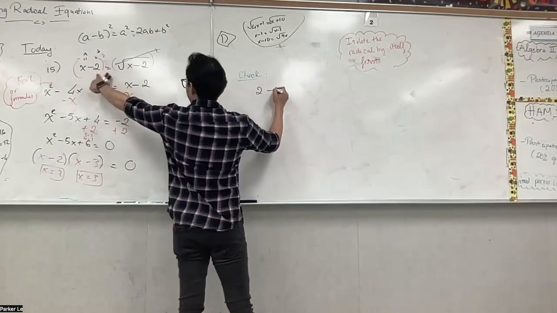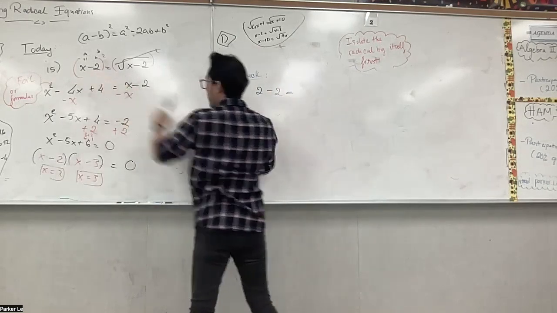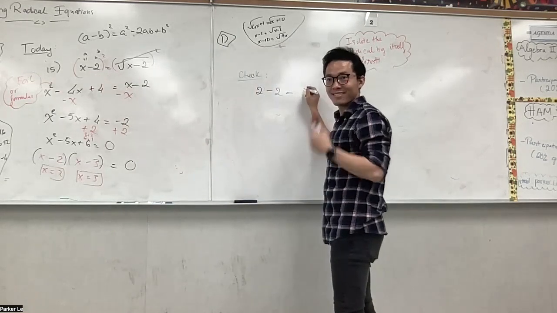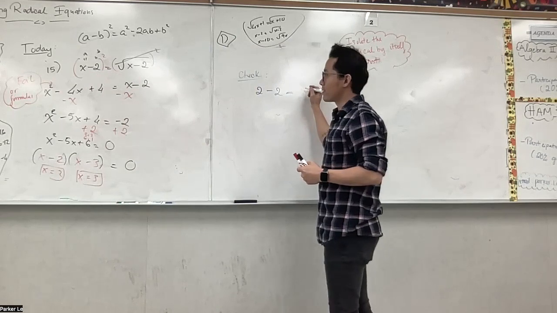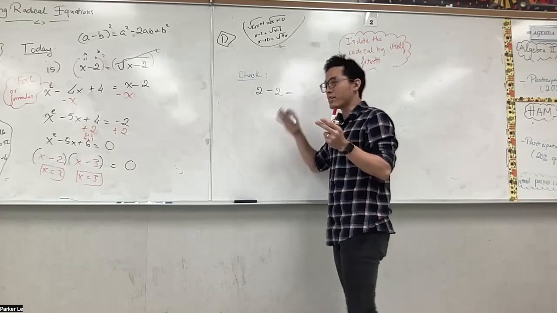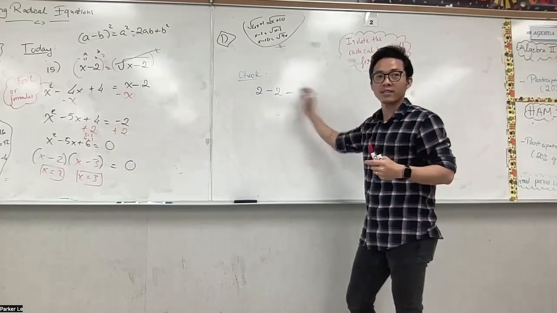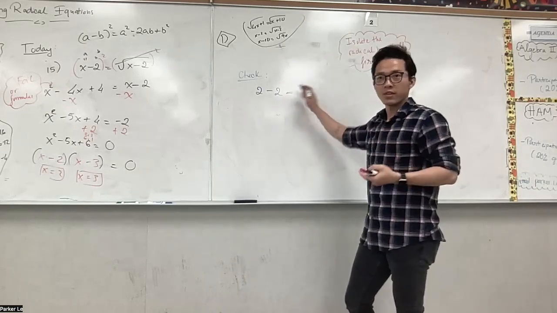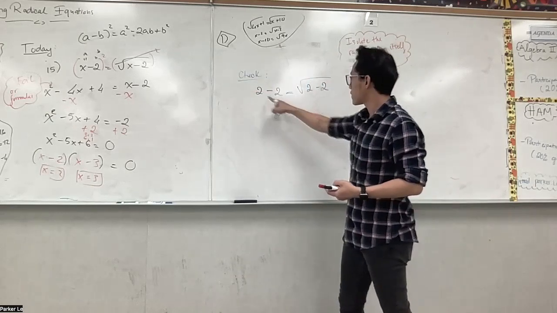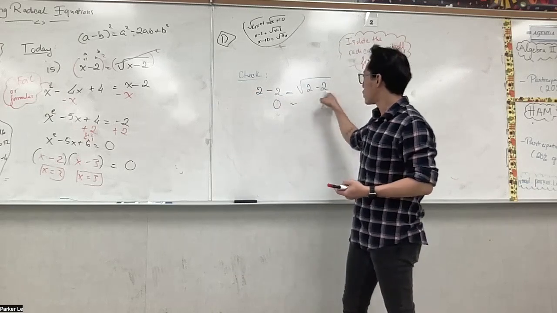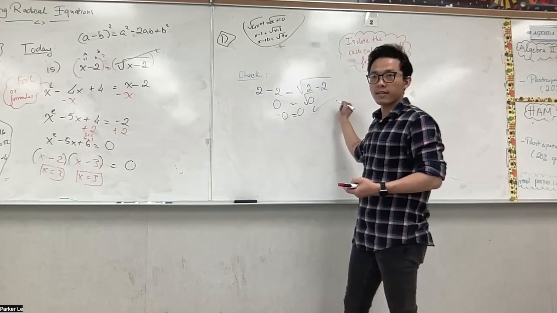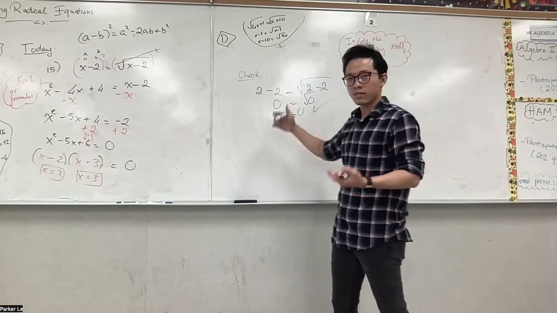So 2 minus 2 is what? One thing you can do is check both sides at the one time. This is also good. You plug in 2 as well. 2 minus 2 is 0. 2 minus 2 is 0. Square root of 0 is 0. 0 equals 0. Correct. That's one way. Otherwise, you can just do the left first.